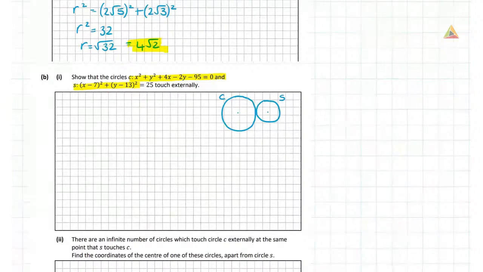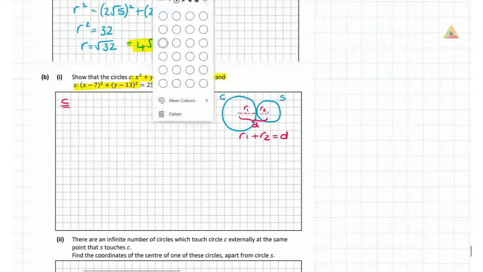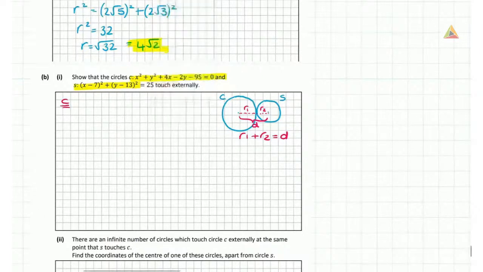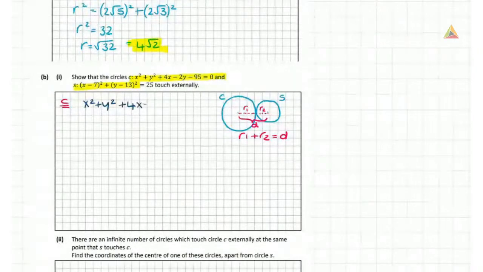So we'll remind ourselves that what we need to do is find the radius of C, so we'll call that radius 1. We need to find the radius of S, so we call that radius 2. And we need to show that radius 1 plus radius 2 is equal to D, where D is the distance between their centres. Okay, so we'll start with the circle C, and we're going to work out the centre and the radius of that circle. So let's have a look at it.